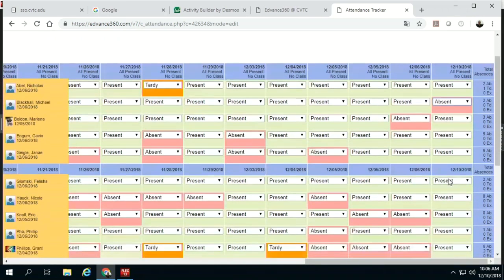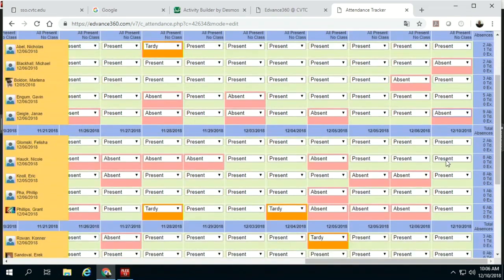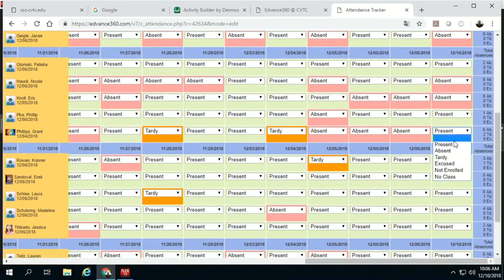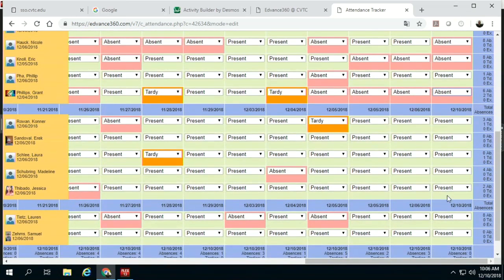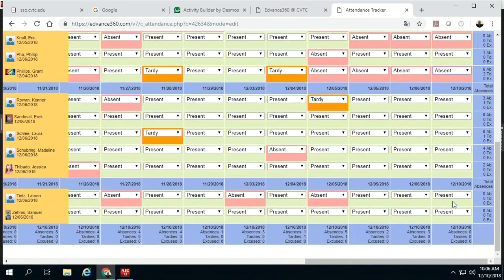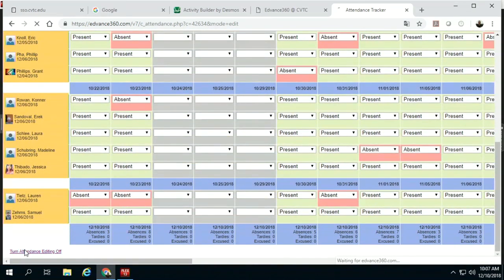Marlene is here. Gavin's here. Janae's gone. Felicia's here. Nicole's gone. Eric's gone. Phil's here. Grant's gone. Connor's here. Eric's here. Laura's here. Madeline's here. Jessica's here. Lauren is here. And Sam is here.